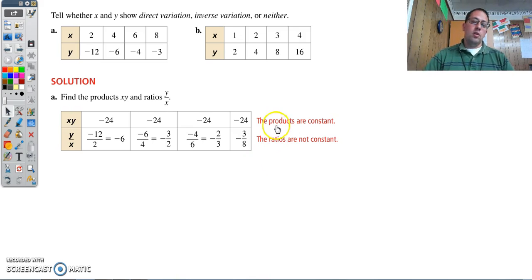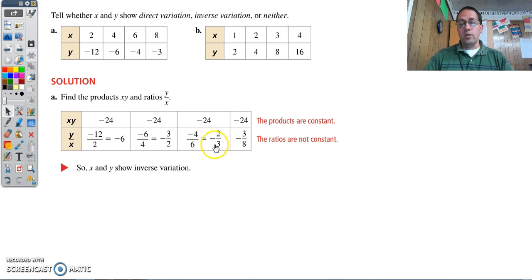So what this means, if the products are different, then again we get y by itself, we would have something divided by x, so this is inverse variation. If the ratios had been constant, then we would have direct variation. So if this equals k, some number a, then we have inverse variation. If the ratios y divided by x equal a constant number, then we would have direct variation.